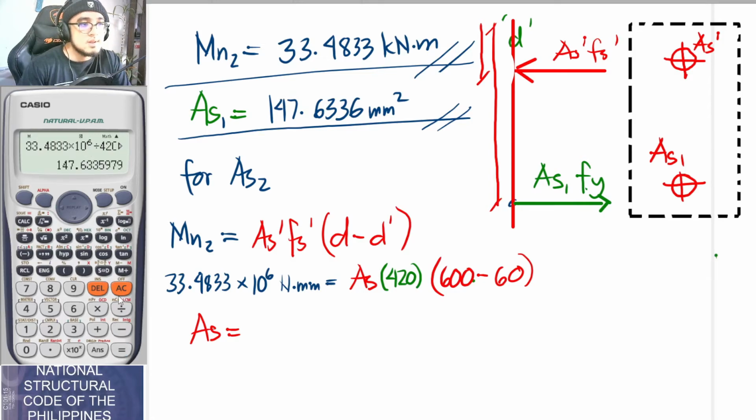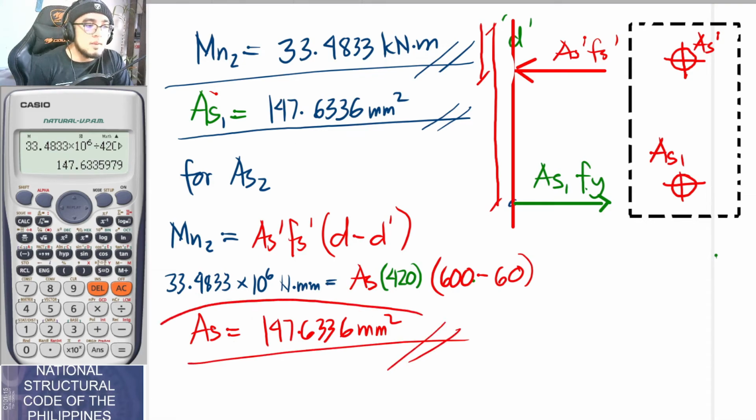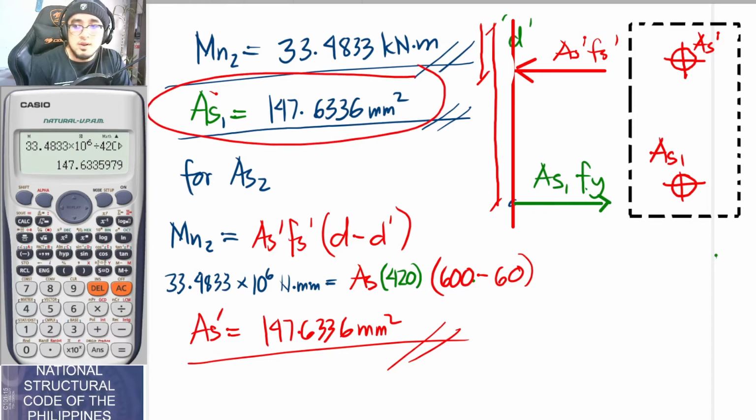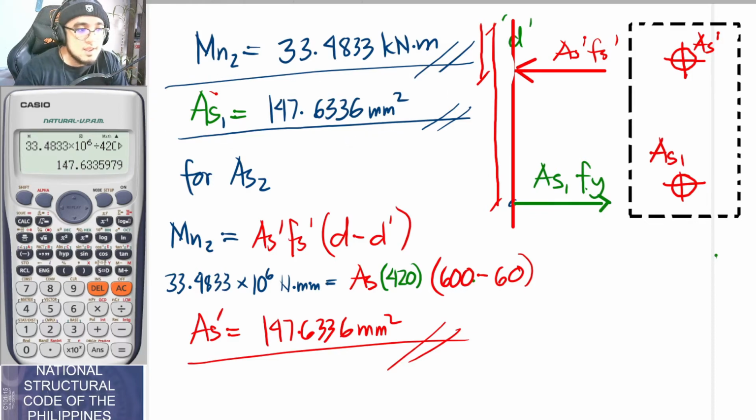Okay, and since both of them yielded the same, so As1 and As prime, they would be 147.6336 millimeter squared. So guys, as you can see, they have the same answer. So for your As prime and your As1, they are actually the same, but that is not always the case. So take note of that. Okay, so the next thing that we will do is the detailing already.